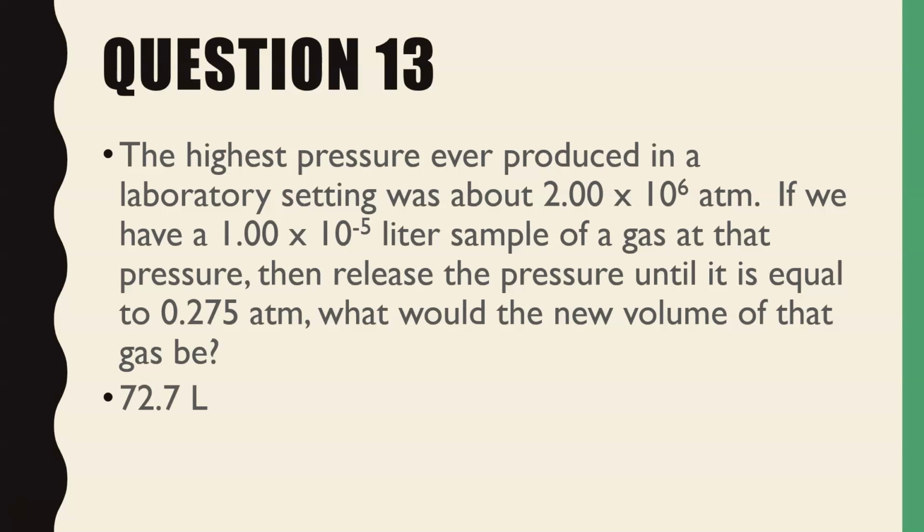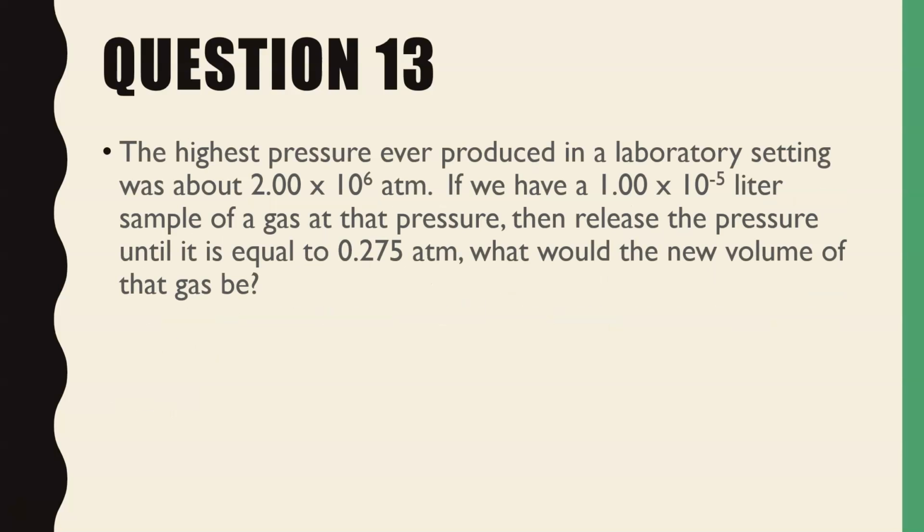You got the correct answer if you got 72.7 liters. Let's see how we would have gotten that answer. When I read my problem, I see that I have a pressure and I have a volume. I'm then given another pressure and asked about my new volume. So it's our good friend P1V1 equals P2V2.